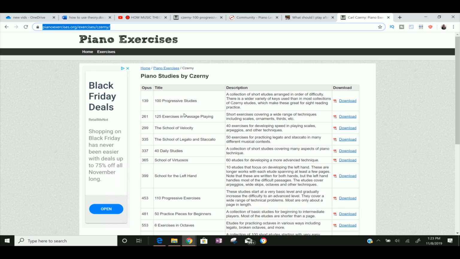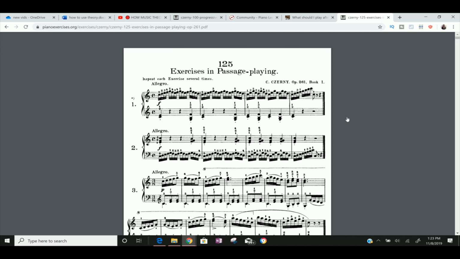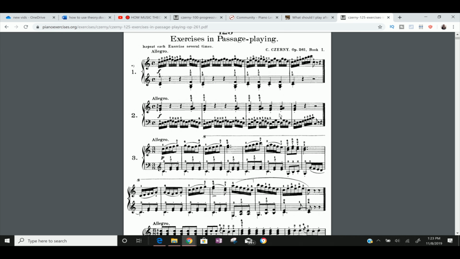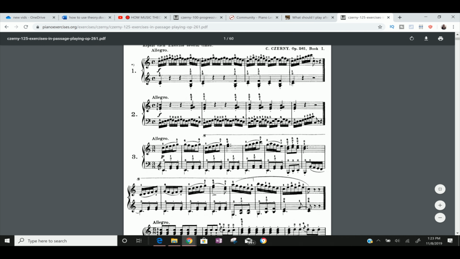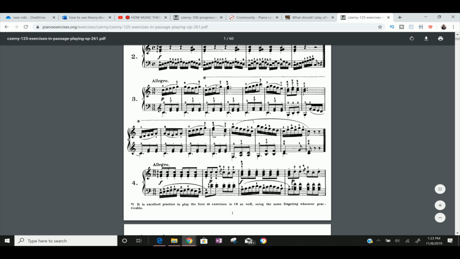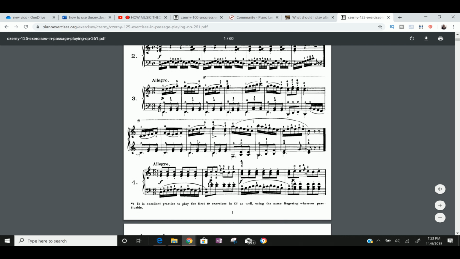I've done progressive studies. I've done the 125 exercises in passage playing. I like this one, actually. Do this one, because they're short, and they're a little bit more difficult. This is called, by the way, 125 exercises in passage playing. This is Opus 261. I don't know if you've played through these yet, but check these out if you haven't already.